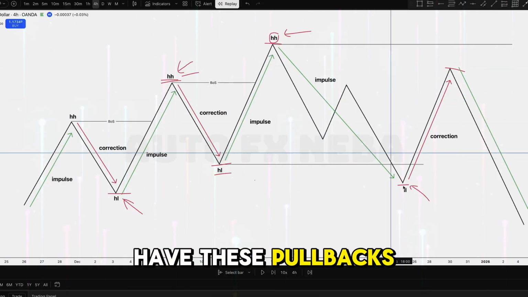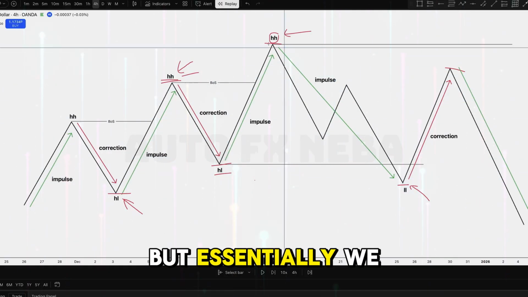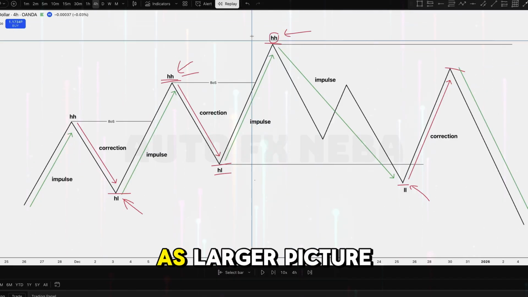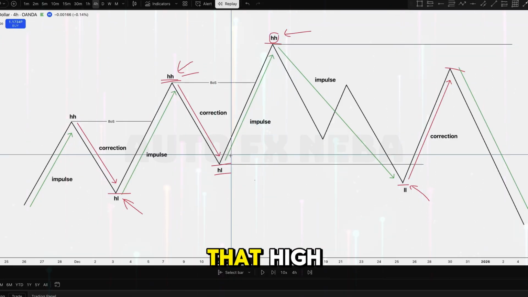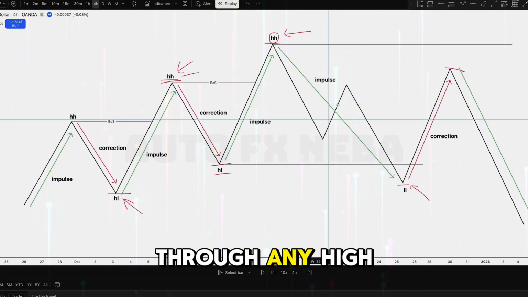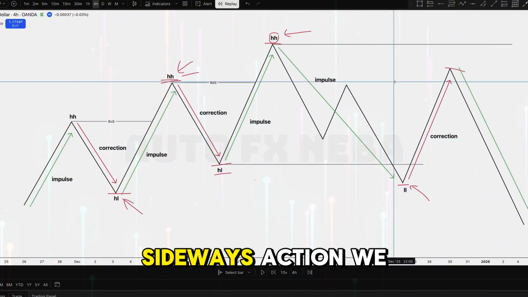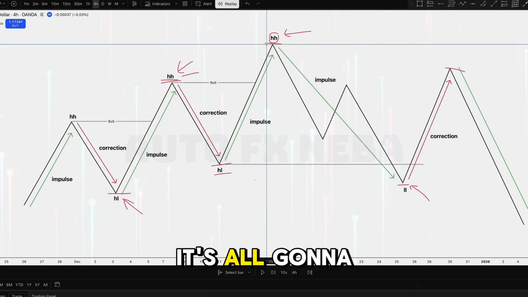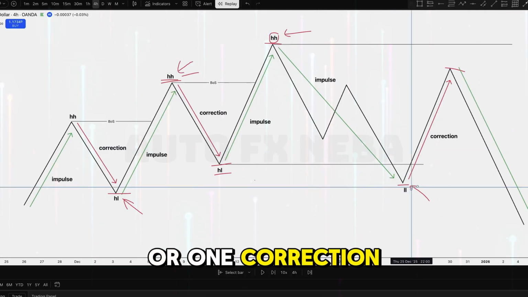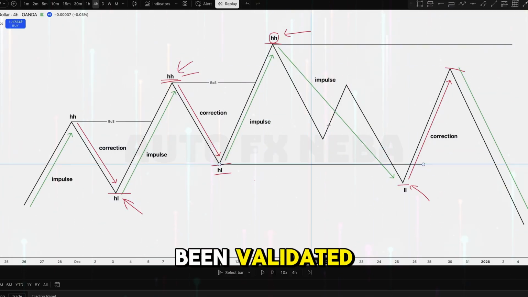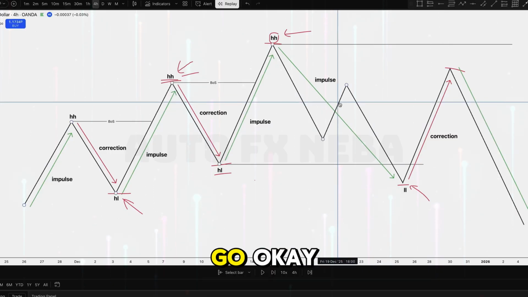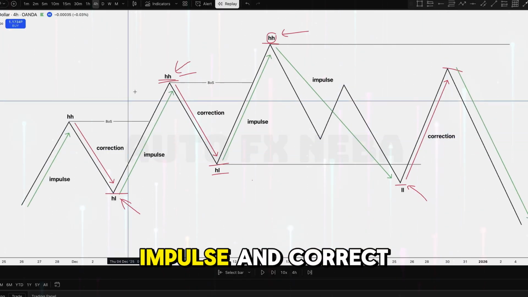Sometimes they will have these pullbacks and chop within them, but essentially we want to view this as waves, as larger picture, broader movements following that high-low structure. If we didn't break through any high or low, then it doesn't matter how much sideways action we get there. It's all going to be one impulse or one correction once the high or low has been validated, whichever way the market decides to go. Okay, so that is the theory of impulse and correction.